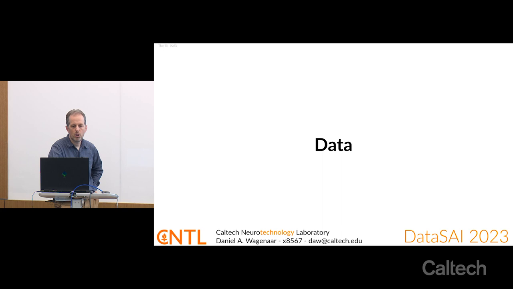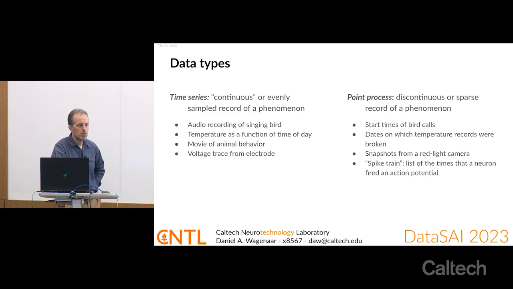And before starting the notebook, I wanted to quickly introduce two terms. Many of you may have seen these terms, but I just wanted to give you my definitions. So I often distinguish between two rather different kinds of data: time series and point processes. A time series is a continuous, or in reality, evenly sampled record of a phenomenon, like an audio recording of a singing bird, or the temperature in this room as a function of the day, measured every minute.